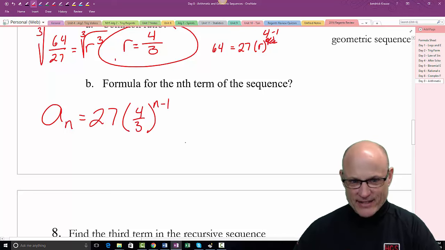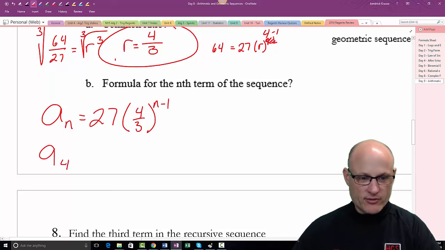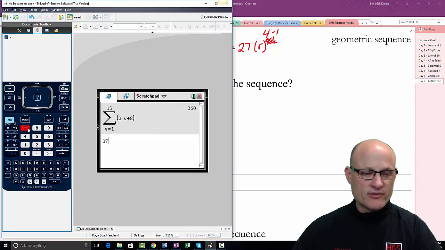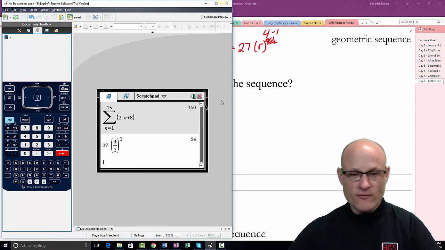Now, you should check that, just to make sure we're right. We're going to check, we'll see what a sub 4 is. 27 times 4/3 to the 4 minus 1. Come over to our calculator. 27, parenthesis, 4 divided by 3, parenthesis, raised to the 3. 64. Perfect, perfect. We checked it.